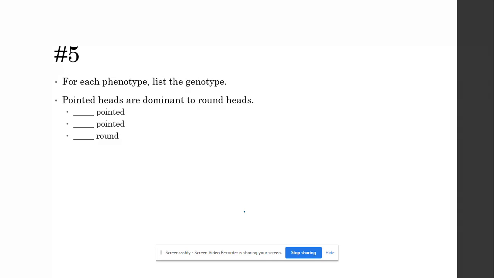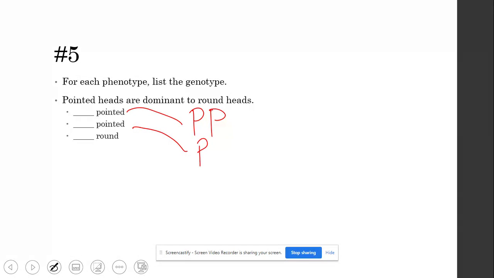So for number 5, for each phenotype, list the genotype. Pointed heads are dominant to round heads. So if we're going to use the letter P, a big P would be pointed, and our first one would be big P, big P. Our second one would be big P, little p, and our last one would be little p, little p.